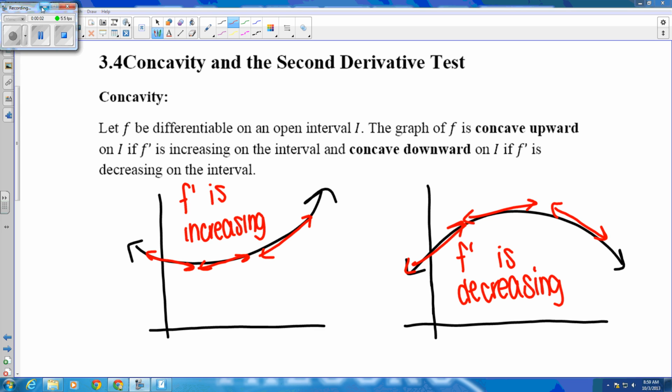All right, we're doing section 3.4, which is concavity and the second derivative test. So we have a differentiable function on an open interval. The graph of a function is concave up if f prime is increasing and concave down if f prime is decreasing. So I drew a couple pictures to illustrate both of those.